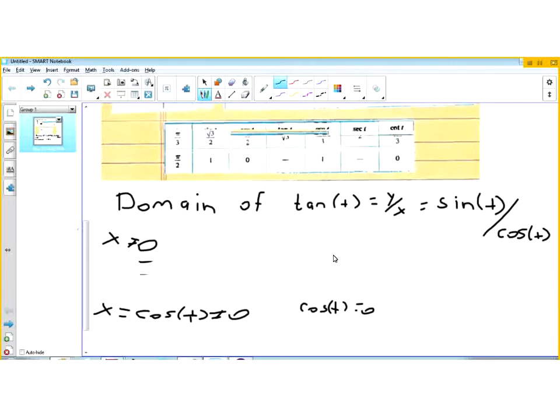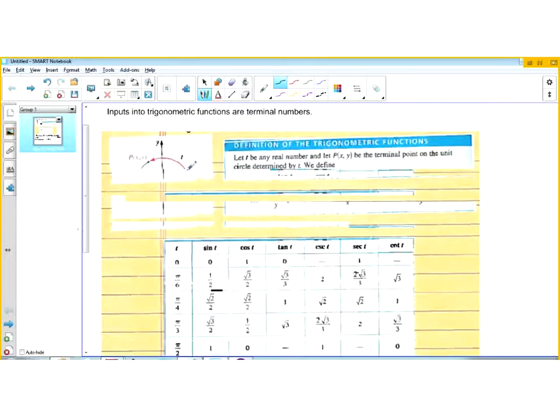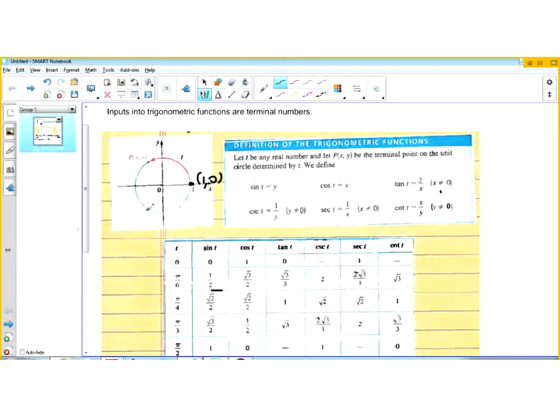All right, and so the way we figure that is, we look at terminal points on the unit circle, and we try to find out where the coordinates of those terminal points have the abscissa equal to 0. Okay, and so that would happen where? That would happen at this point, right? What are the coordinates of this terminal point? 0, 1, right? And then it would also happen at this point, at 0, -1.